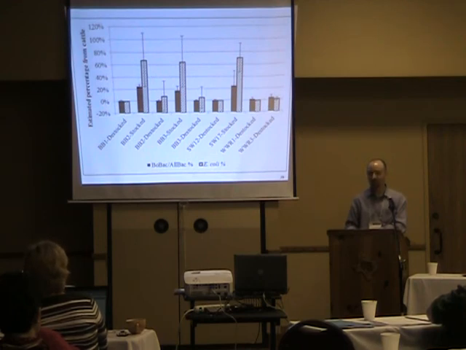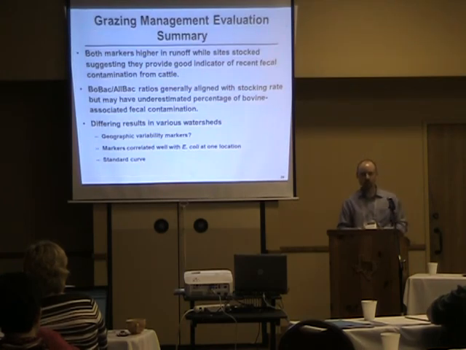Even though there's wildlife there, there's probably a minor proportion compared to the cattle loading essentially. So in summary, both the markers in the runoff were higher when the cattle were actively stocked, and this suggests that they could be good markers for recent deposition. Now, the difficulty arises when segregating recent from long-term, and undoubtedly this is due to differential die-off of E. coli versus some of the markers and various other complications.